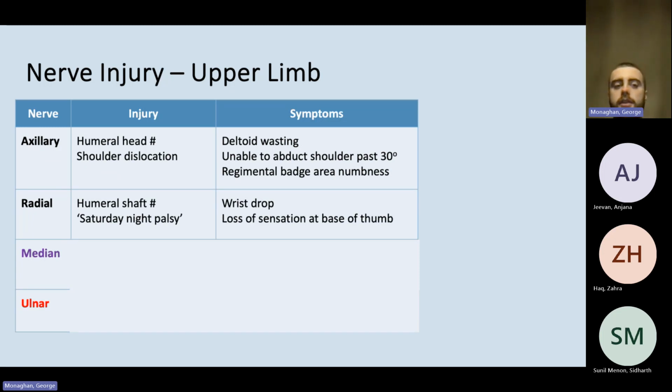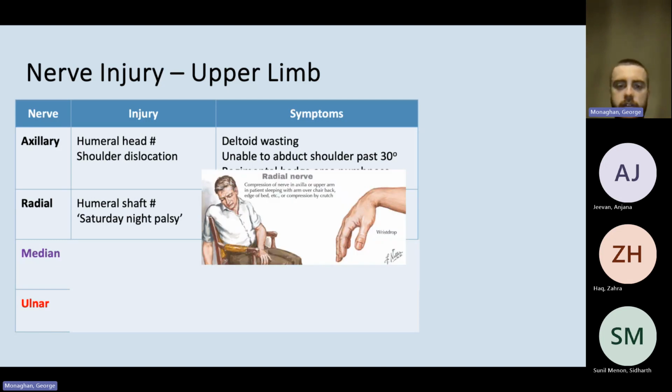Radial nerve is a humeral shaft fracture, and it's classically known as Saturday night palsy. Some of the symptoms: you get a wrist drop and you lose sensation at the base of the thumb. The reason it's called Saturday night palsy, I think there's a picture here. Yeah, so this is the symptoms. Saturday night palsy is supposedly when a drunk person falls asleep on a chair with their arm resting over the chair, and that compresses the radial nerve, so they present with those symptoms.